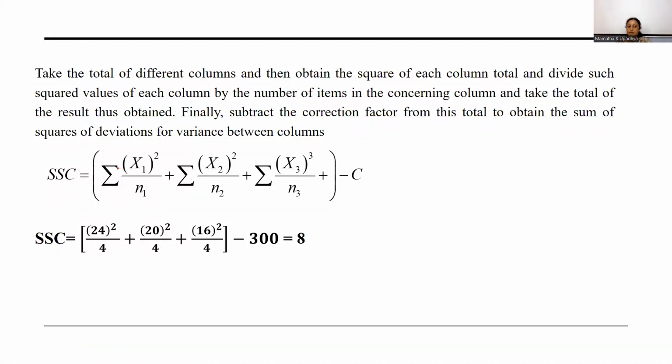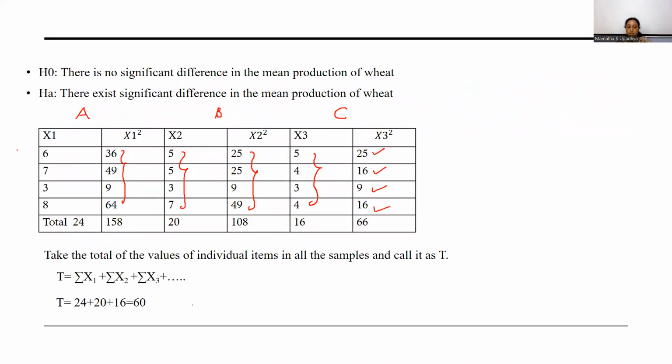So SSC is given by total of x1 whole square divided by n1 plus total of x2 whole square divided by n2 plus total of x3 whole square divided by n3, and then minus all this data with the correction factor C. So total of x1 we have already got here. Total of x1 is 24 and total of x2 is 20 and total of x3 is 16.